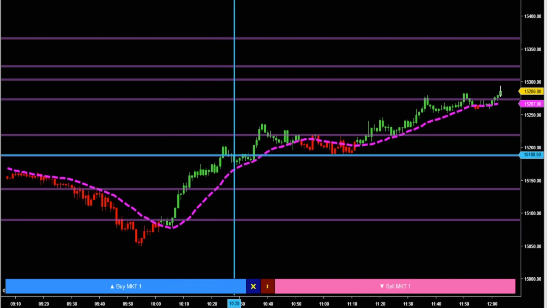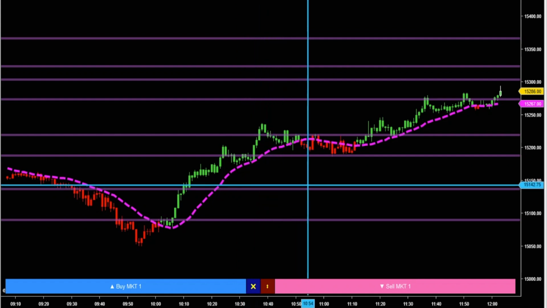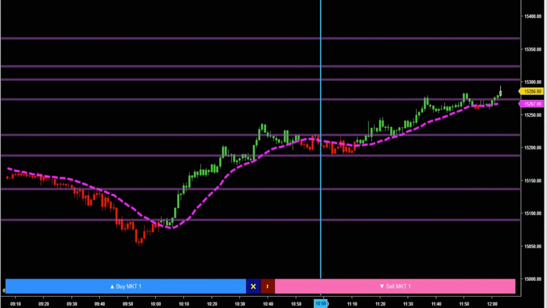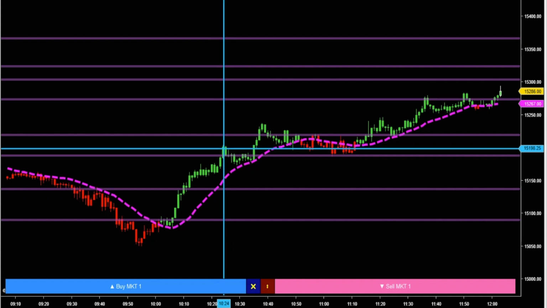I obviously don't suggest using this strategy completely alone. I would always incorporate VWAP, order flow, volume, some other support and resistance lines. I'm just showing you this basic, simple, baseline kind of strategy. So we get a break above, it would be our third trade.